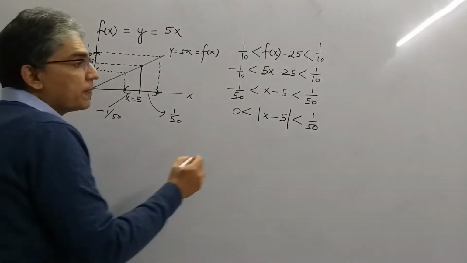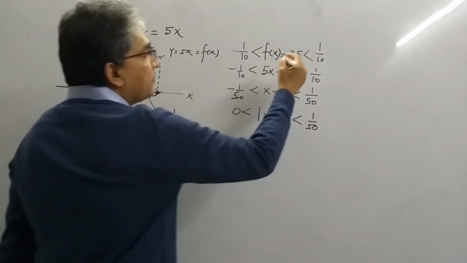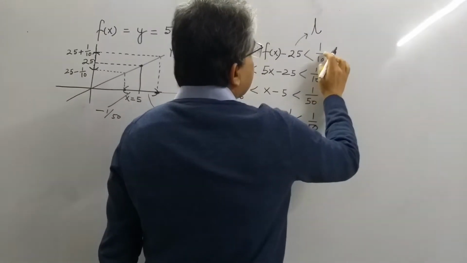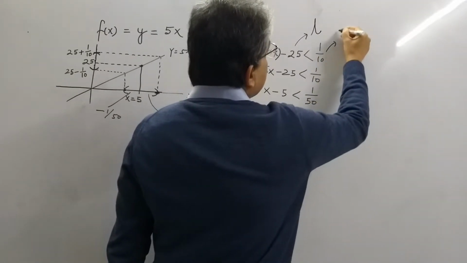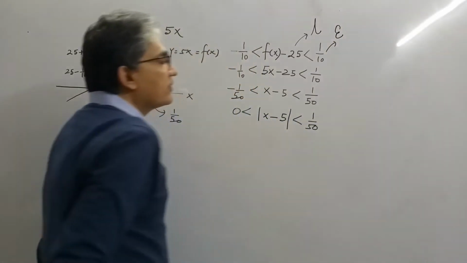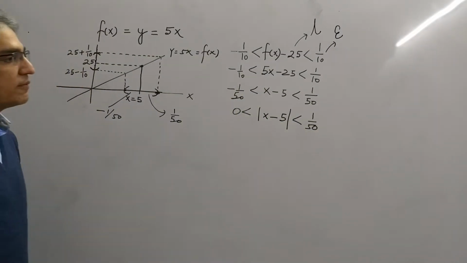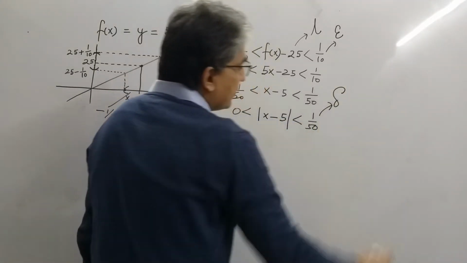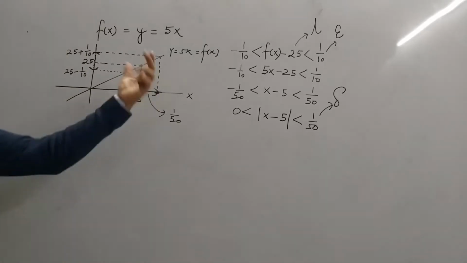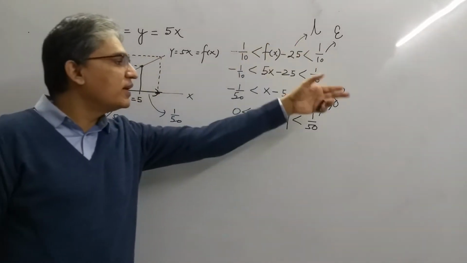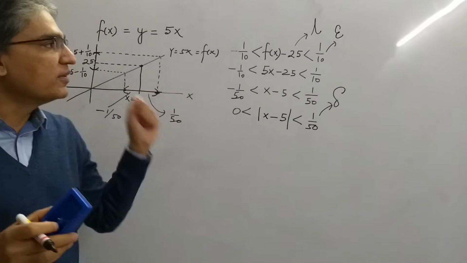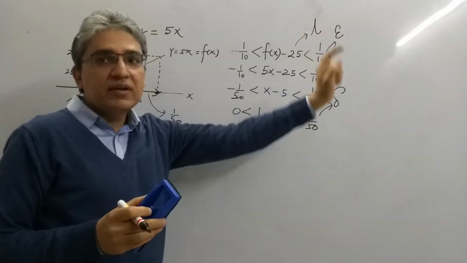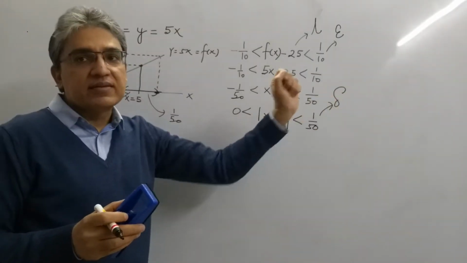Now suppose I started from here. This is the limit. I'll call it L. This is the deviation 1 by 10. I'll call it epsilon. This is the symbol epsilon in mathematics. This is 1 by 50. I'll call it delta. Okay. Now every time I cannot say 25, 1 by 10, 1 by 50. I need to use symbols. So limit I'll be calling L. This I'll be calling epsilon. This I'll be calling delta.